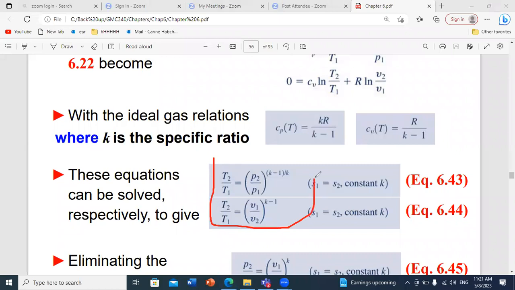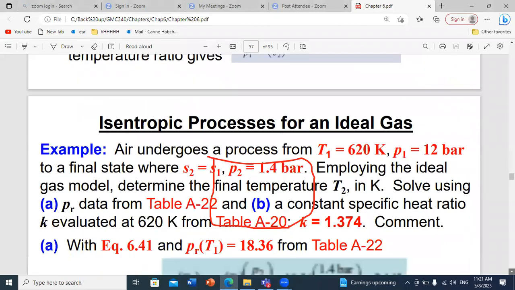So if you know that the process is isentropic and you know k, if you know, for example, P2, P1, and T1, you can get the value of T2. Let us do an example on these equations.